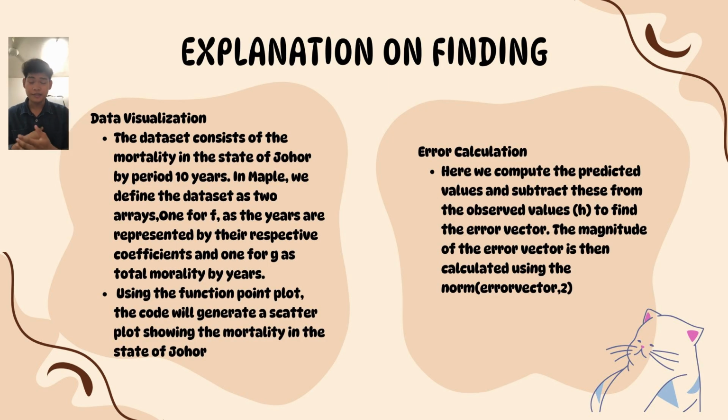So I'm going to explain the findings. First of all, data visualization. The dataset consists of the mortality in the state of Johor over a period of 10 years. In Maple, we define the dataset as two arrays, one for F as the years represented by their respective coefficient, and one for G as total mortality by years. Second, using the function pointplot, the code will generate a scatter plot showing the mortality in the state of Johor.